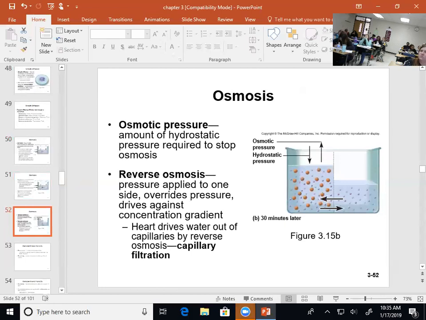I want you all to write down the term osmolarity. Have you heard of the term osmolarity before? How many of you have heard of it? It should be everybody, because everybody in this room should have had chemistry. So everybody in this room's had chemistry. What's your definition for osmolarity?